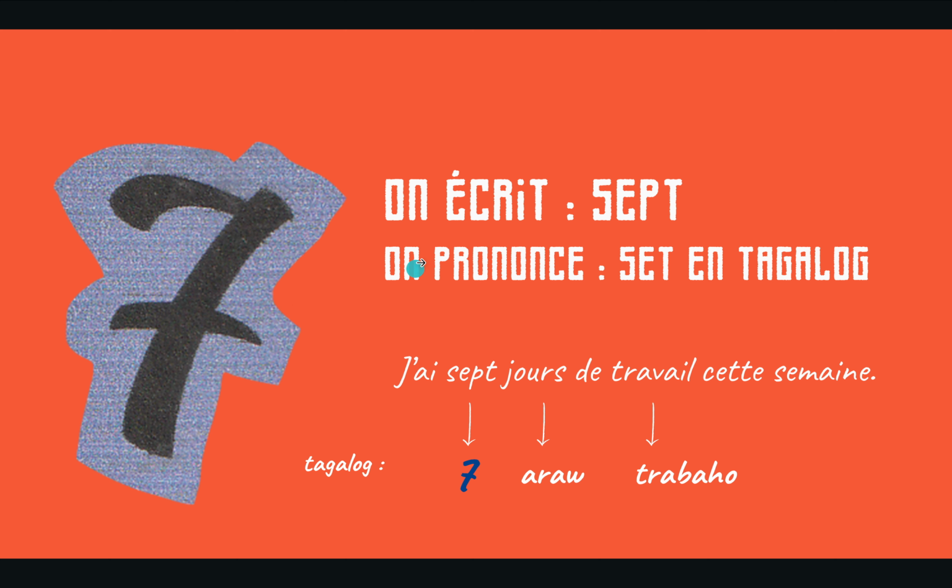Ensuite, nous avons le chiffre 7. On écrit 7. You don't pronounce the P. J'ai 7 jours de travail cette semaine. I have 7 days of work this week.